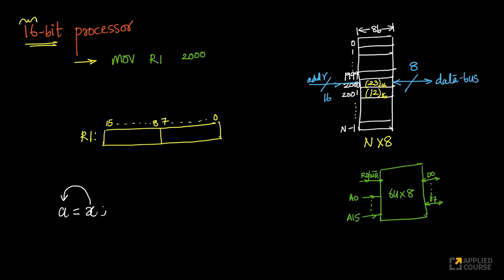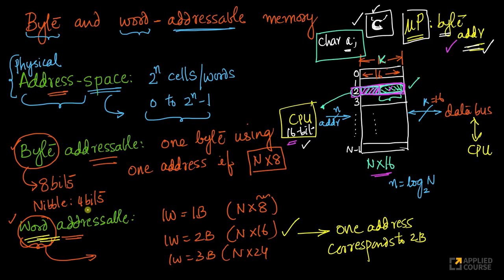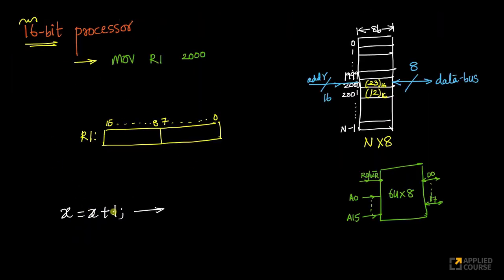Or maybe you want to perform this. Let me give you an example. Suppose you have a variable X, and you want to make X equals X plus 1. This is your C program. The way it gets converted to machine level language is as follows. Another very important aspect about a processor is this. I'll explain it so that you understand this machine level instruction, and then we can move forward.